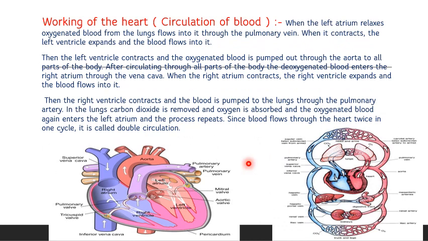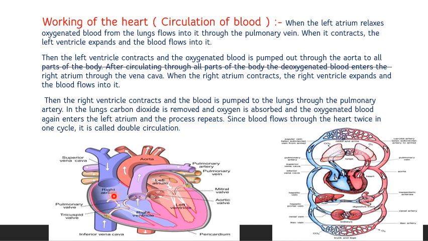Now let us try to understand the working of the heart, or I can say the circulation of blood. The heart functions to circulate blood around the body. You know that, right? The right and the left side of the heart pump blood into two different circulations. The right side pumps deoxygenated blood into the pulmonary circulation, while the left side pumps oxygenated blood into the systemic circulation.